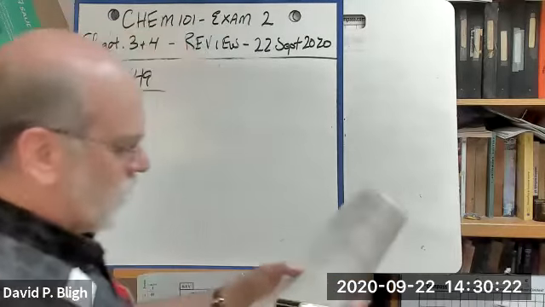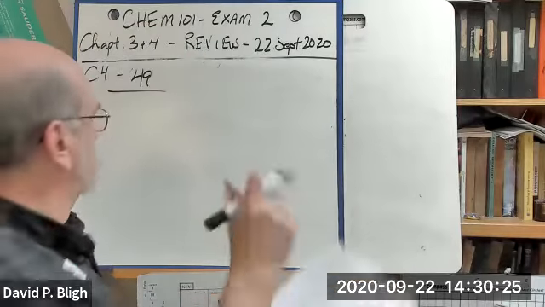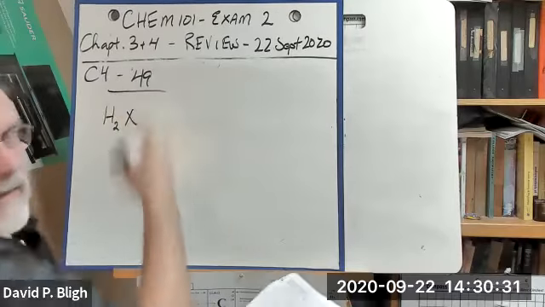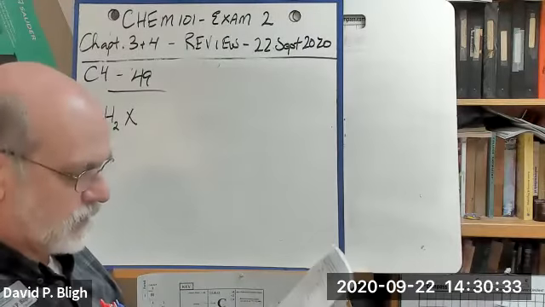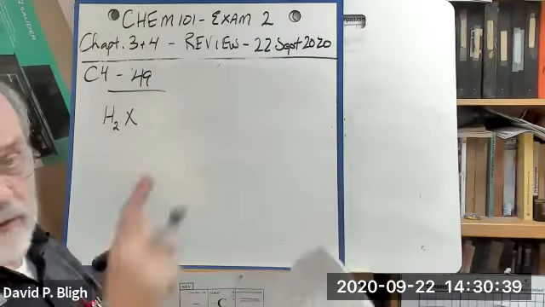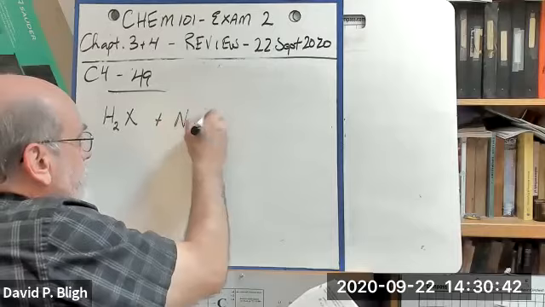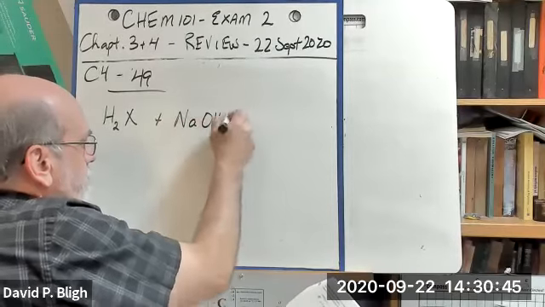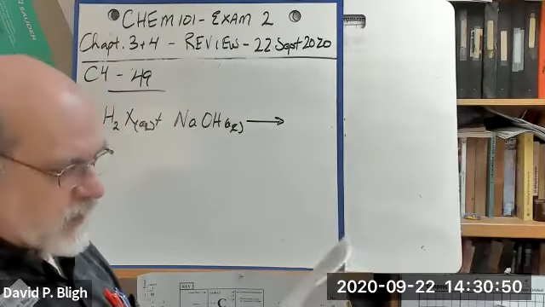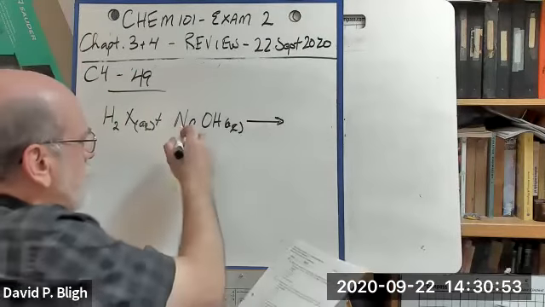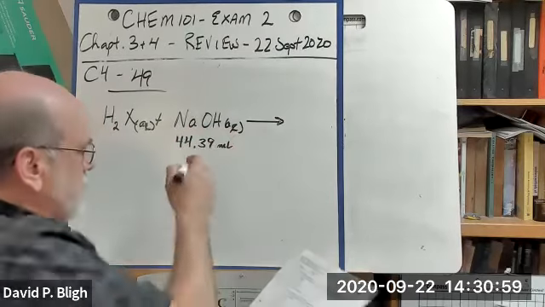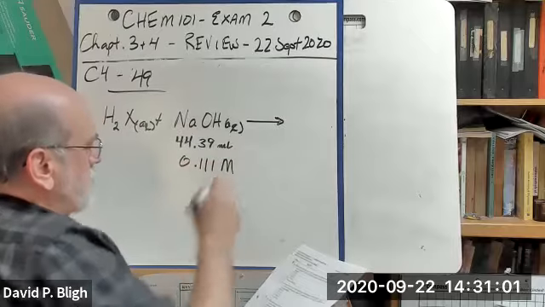Okay, so what do we got? An unknown diprotic acid. A diprotic acid is going to be like this, with something following it, and it is titrated with sodium hydroxide. These are both aqueous. So we're titrating it with that, and we're given 44.39 milliliters of 0.111 molar sodium hydroxide.